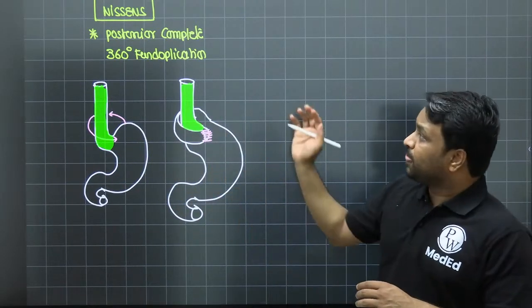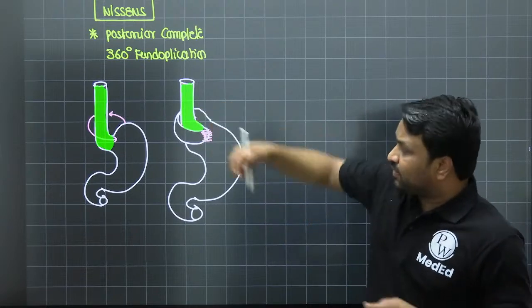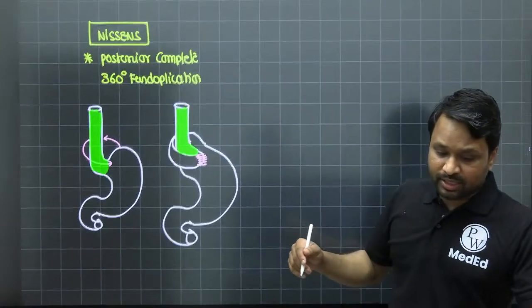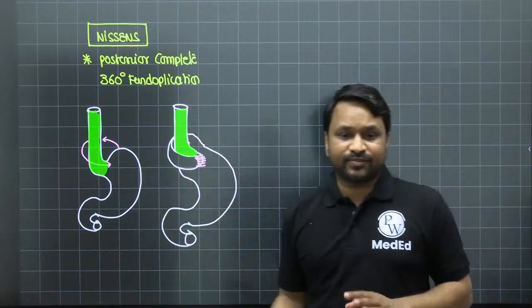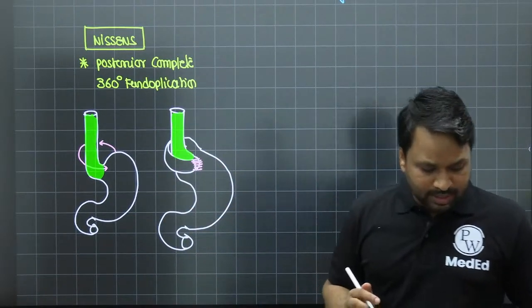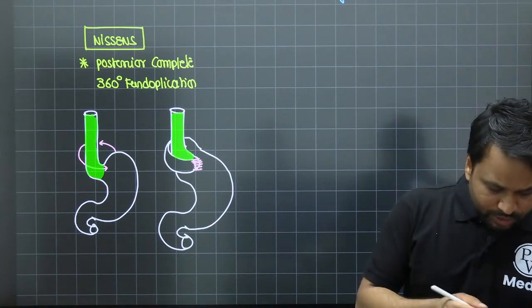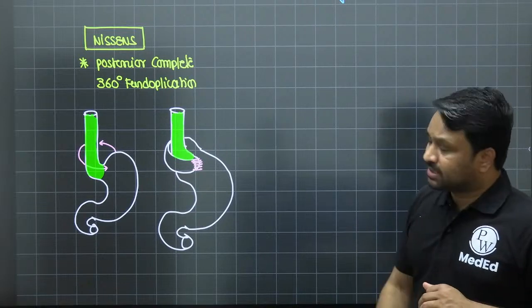तो इसको क्या बोलते हैं? You started from the fundus, you did at the fundus, पीछे से आ रहे हो तो posterior. It is a posterior complete 360 degrees fundoplication, and this is what we call a Nissen's fundoplication.